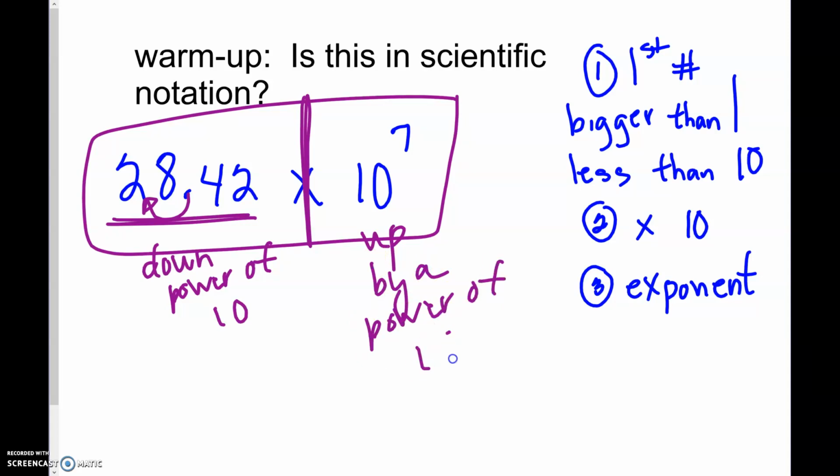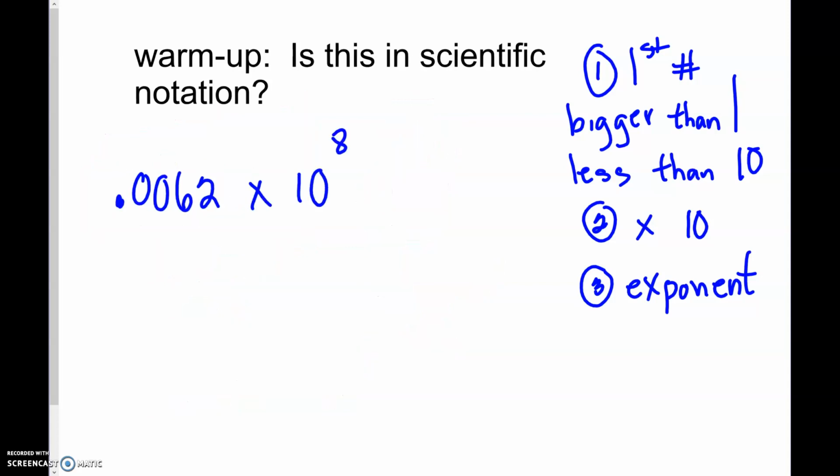So this becomes 2.84, then we still have times 10, and this exponent is going to have to go up. Now this number is in scientific notation: 2.84 times 10 to the 8th. All right, let's try another one.